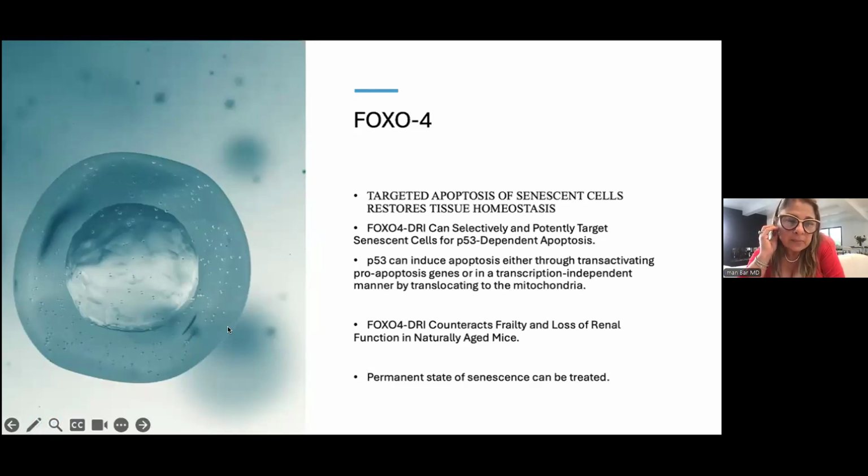FOXO4, you got to be careful with that. I usually get the patient through a full protocol before I give them the FOXO4. It targets apoptosis. Somebody was talking about sirolimus or rapamycin earlier. So it targets apoptosis, that's senescent cells, and restores the tissue homeostasis, which is very important.